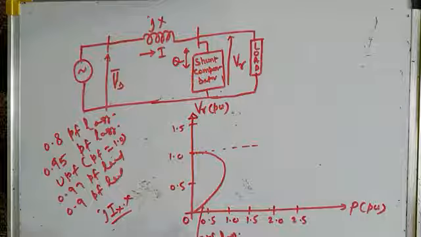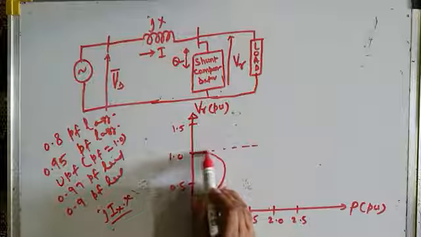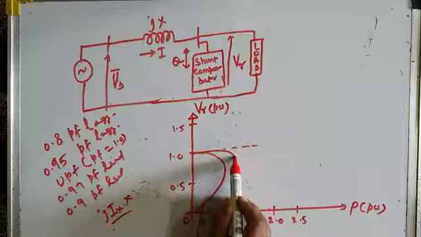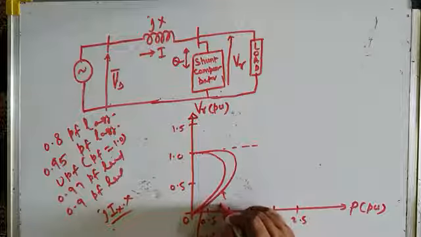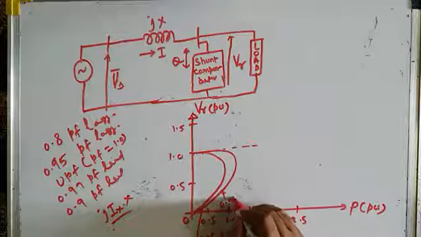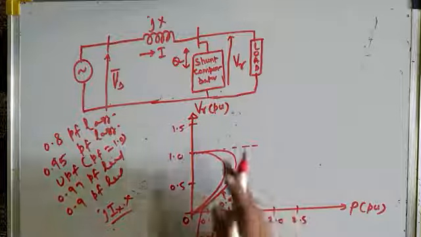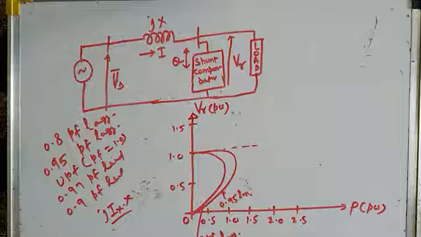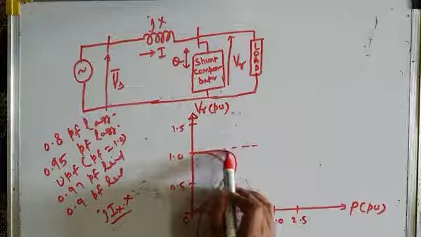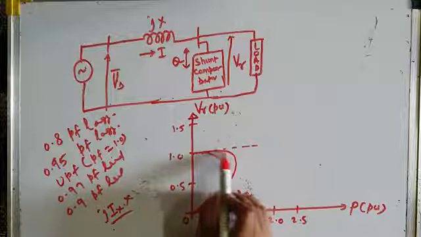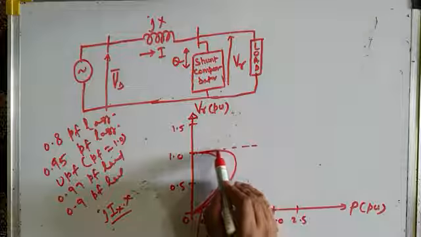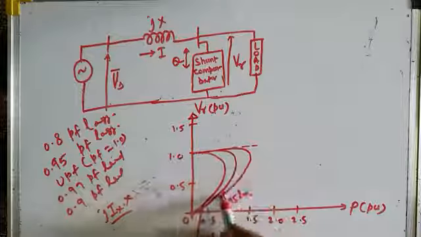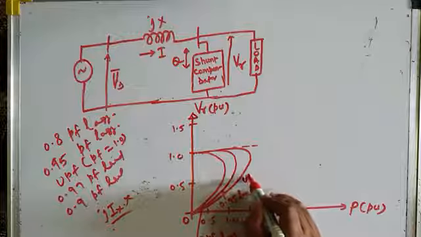Okay, if the load power factor is now improved, say for example from 0.8 power factor lagging to 0.95 power factor lagging, the nose point is shifted further towards the right, and the drop in the voltage is not as steep as was the case without compensation. Then for unity power factor, it will be something like this. This is for unity power factor.